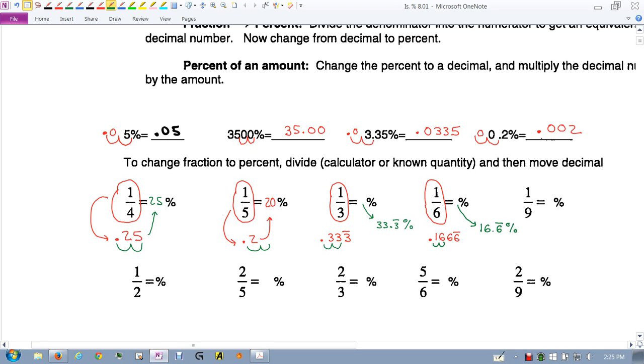How about 1/9? 0.11111 forever. So this one is 0.111 forever. Now I could have put the bar right there on the first one, but I gave myself 2 1s before I put the bar because I know I'm about to move the decimal 2 places to the right. So I may as well give myself something to work with. And so what do we have here as an answer? 11.1 repeated percent.